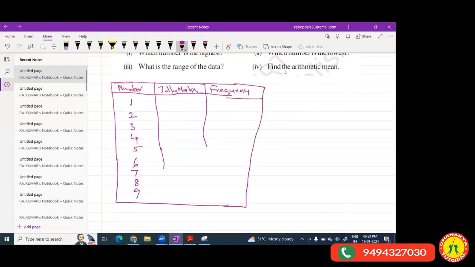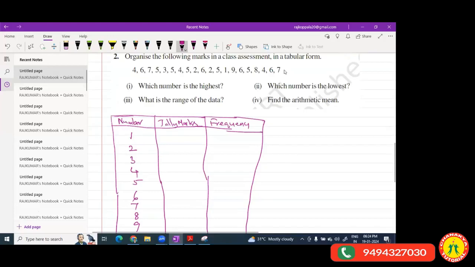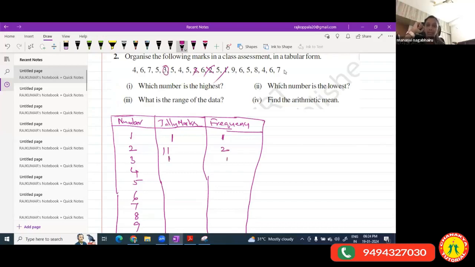See here, you can check it. Tally mark: how many times is 1 there? Only 1 time. So we will write 1 line, like a small line. Frequency is 1. 2, how many times is there? 2 times. So we will write 2 lines, and frequency 2. 3, how many times is there? Only one time. One line we will write.